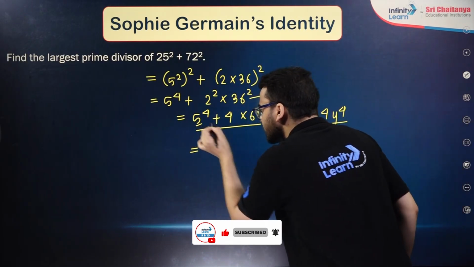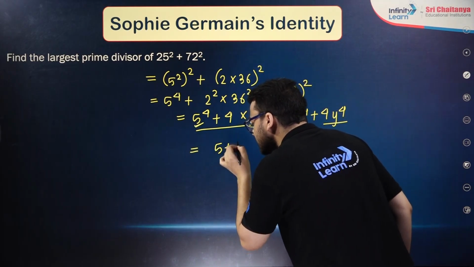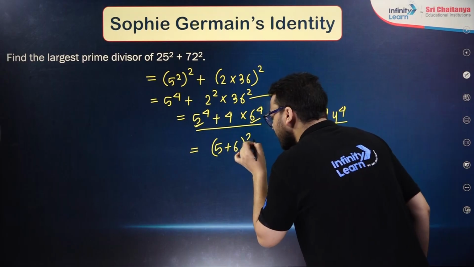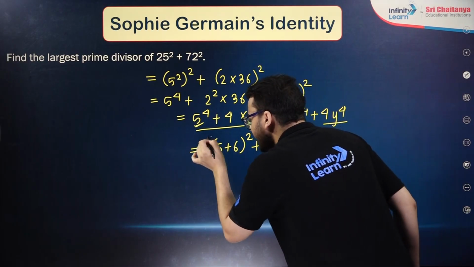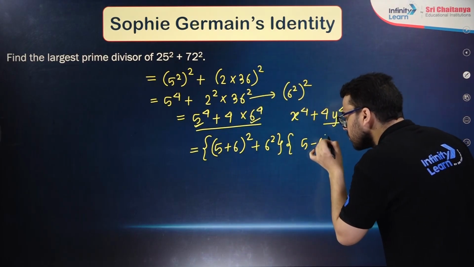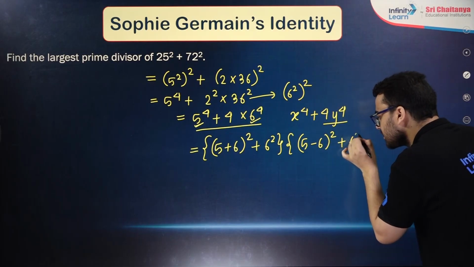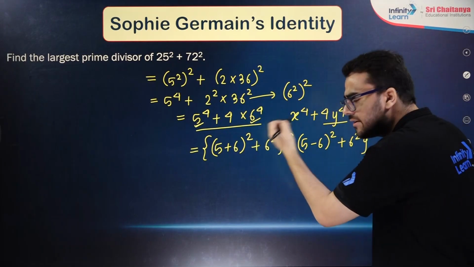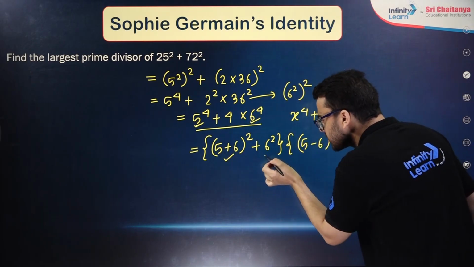It is (x plus y) the whole square, which is (5 plus 6) the whole square, plus y square, that is 6 square, and then in the other bracket it will be (x minus y) the whole square, and then you see plus y square, which is 6 square. You see, we have easily factorized it. This is basically 11 square and this is 6 square.